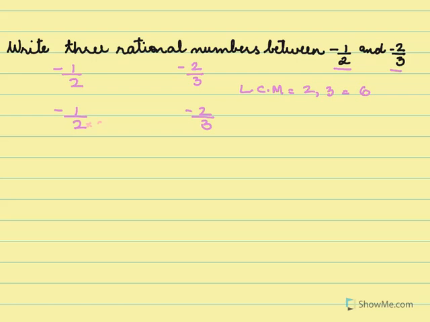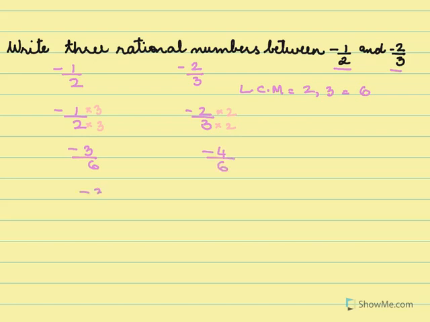You multiply this by 3. 2 3s are 6. Multiply this also by 2. Here 3 2s are 6. So it becomes -3 over 6 and -4 over 6.